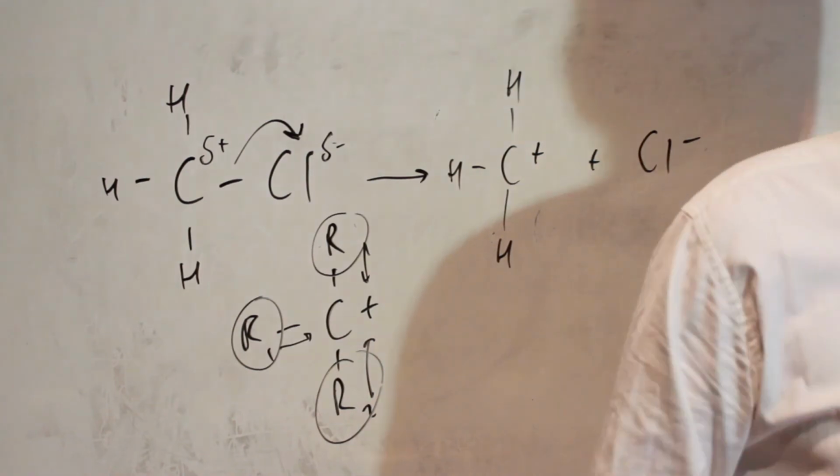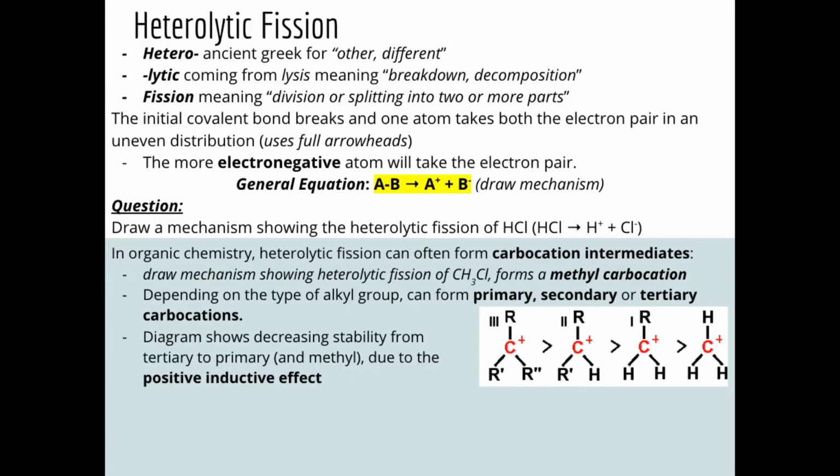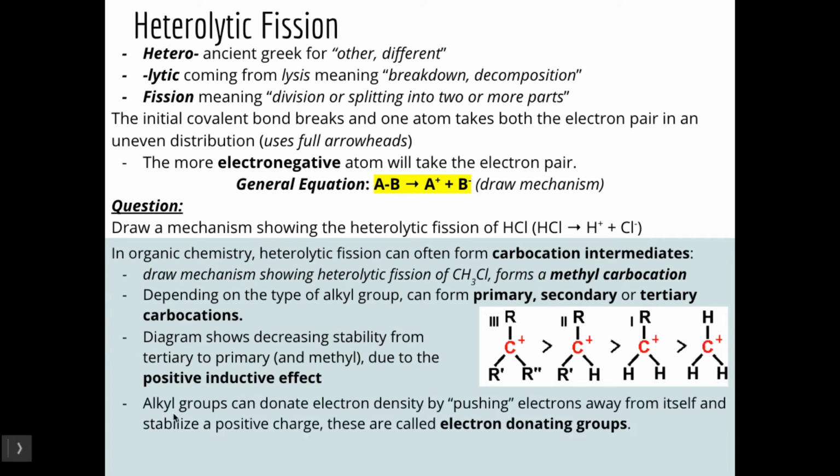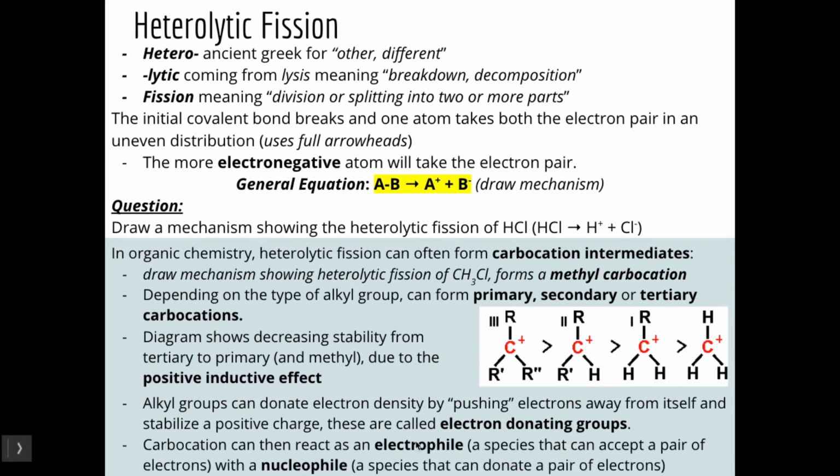So the more alkyl groups we have, the more stable the carbocation will be, and we call this the positive inductive effect. Alkyl groups can donate electron density by pushing electrons away from itself and stabilizing a positive charge. These are called electron donating groups. So that's what I'm saying here. The alkyl groups, our other carbon chains, can donate electron density into that carbocation and help to stabilize it. And the carbocation can then react as an electrophile with a nucleophile.